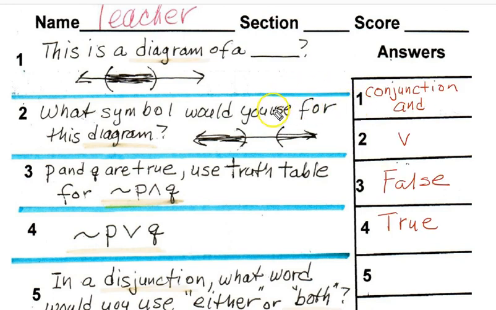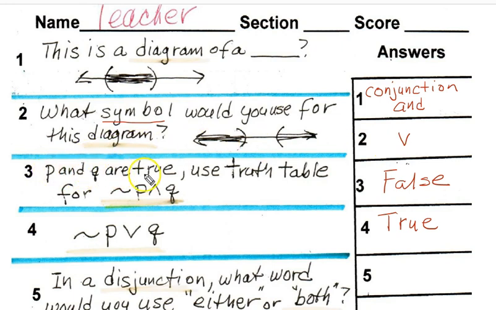Looking at the answers now, this is a diagram for a conjunction, and the word associated with conjunction is and. I was just looking for the word conjunction. Now, this is a disjunction, but I was looking for the symbol for a disjunction, and that's your inverted caret, or the V.